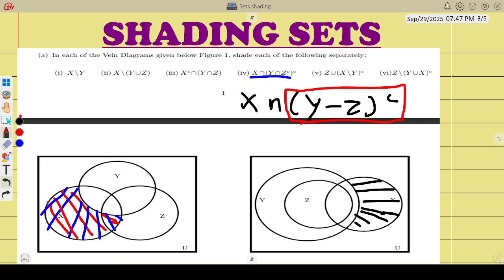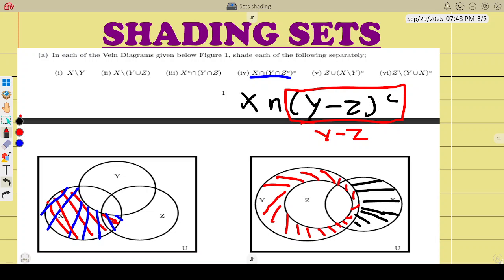For you to shade Y minus Z complement, you should know what is Y minus Z. So Y minus Z is the things in Y but not in Z, meaning it is this area. This is Y, but it is not part of Z. Yeah, so this is Y minus Z, the things which are in Y but not in Z.